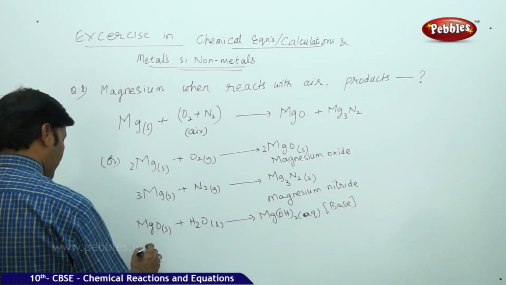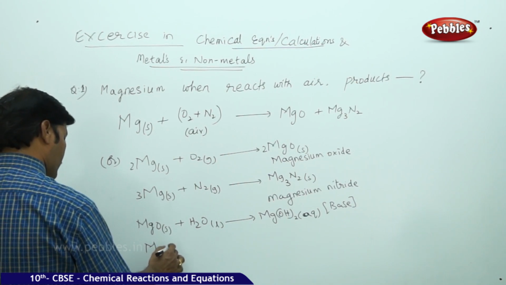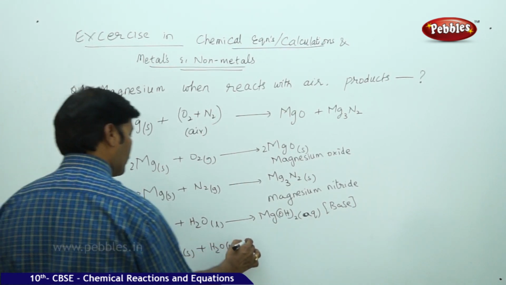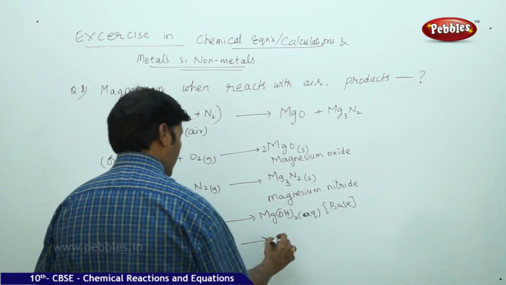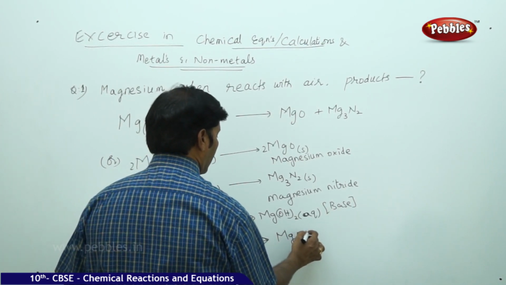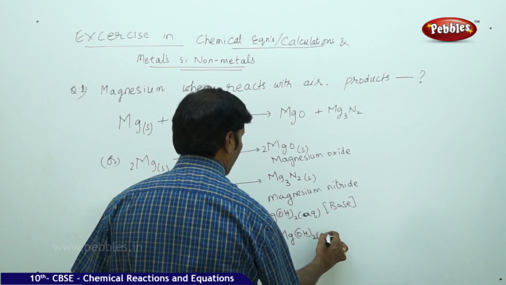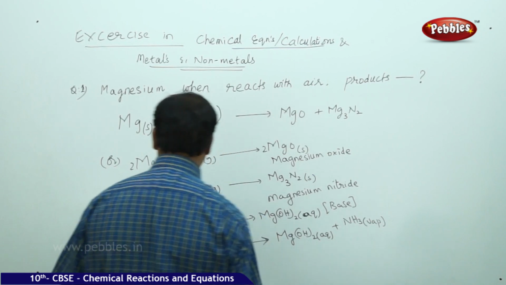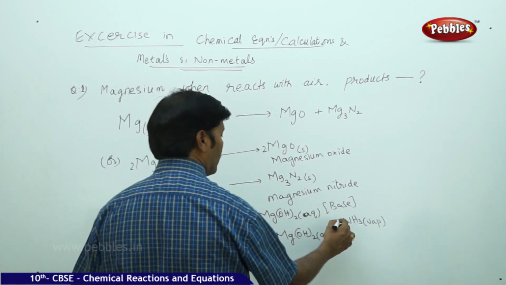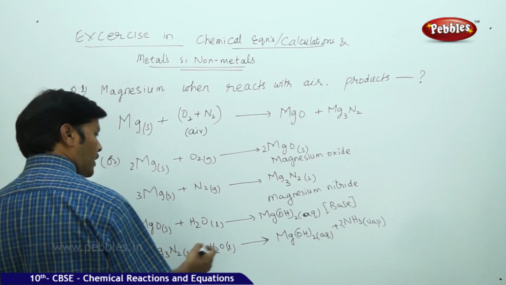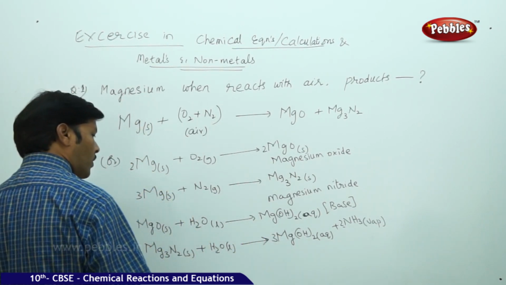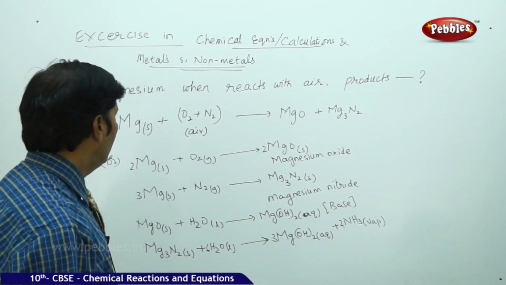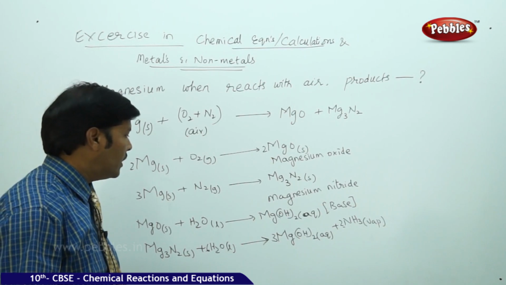Again, magnesium nitride, if you take solid plus H2O, liquid gives rise to magnesium hydroxide, aqueous plus ammonia vapors. Balance the equation. Take 2 nitrogens here, so assign 2 here, 3 magnesium, so assign 3 here. I think the number of oxygens are 6, so take 6 over here. The reaction is automatically balanced.